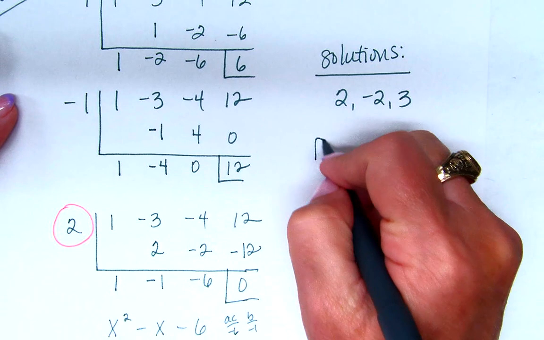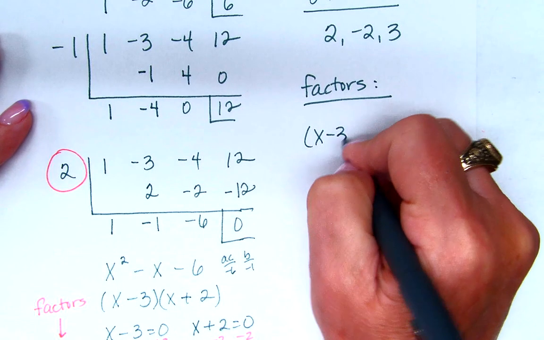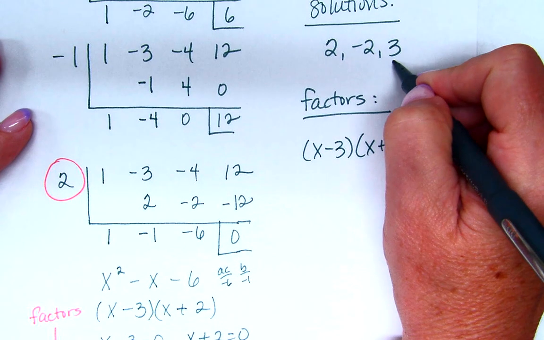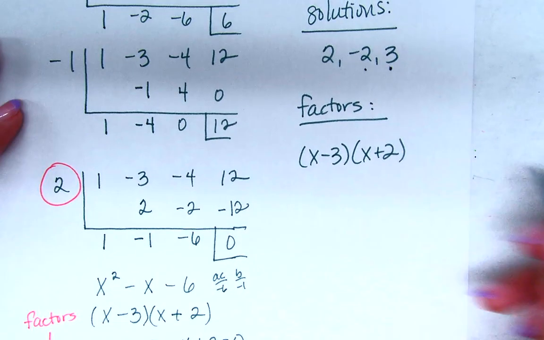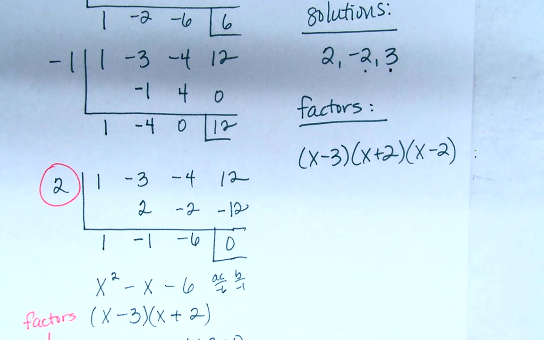What are my factors? We know for sure x minus 3 and x plus 2, right? And that one goes with that one, and that one goes with that one. But what's the factor that goes with that solution? x minus 2. Got it? It makes sense. It's just a lot of work.